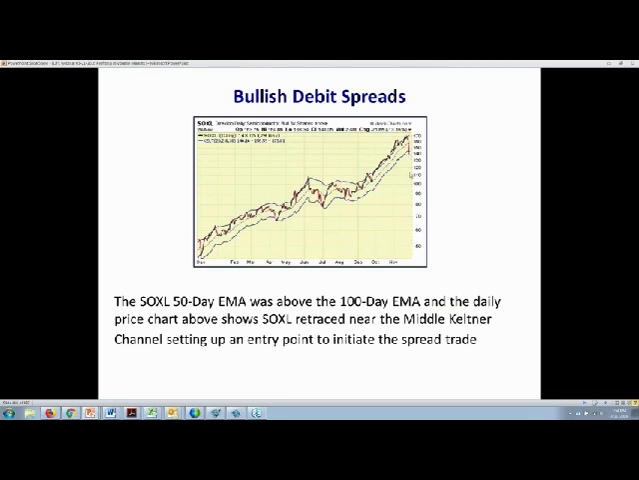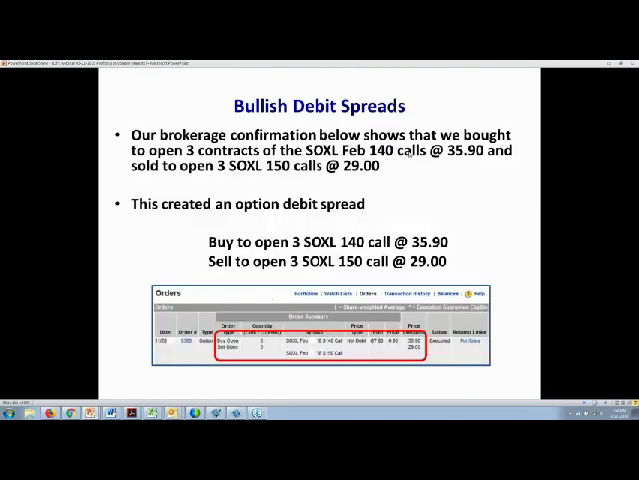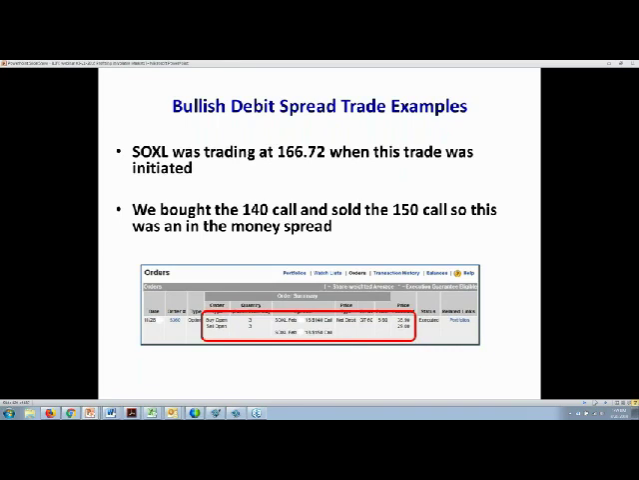So we used Prime Trade Select to select this trade. It was on a 50-day EMA buy signal, retraced towards the lower channel, and that set up an entry point to initiate the simultaneous trade. Our brokerage confirmation shows that we bought to open the 140 strike calls at 35.90, and we sold to open the 150 strike calls at 29. So this created an option debit spread, and both the buy and the sell were done simultaneously.